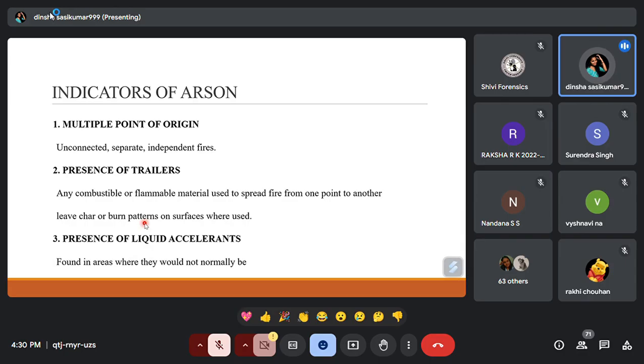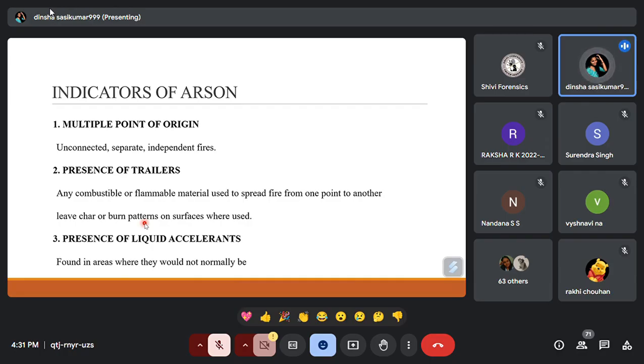So the first one is multiple points of origin, where the point of origin means the point where the fire has originated. There will be some unconnected, separate, independent fires. The investigator must establish that these multiple fires are separate and unconnected, and that no accidental or natural cause could produce these fires. If there are unconnected, separate, or independent fires, that will indicate that the scene is an arson.